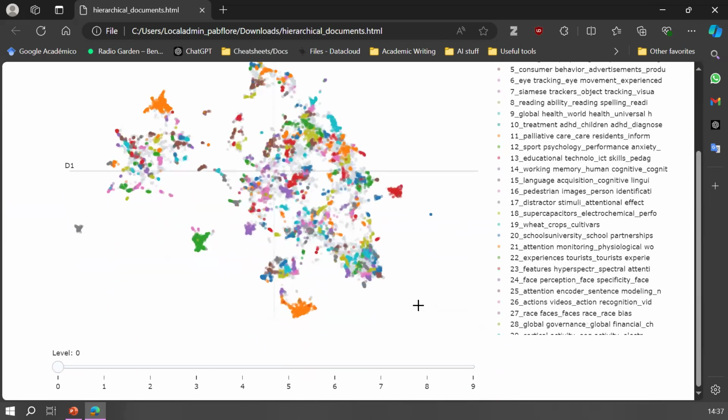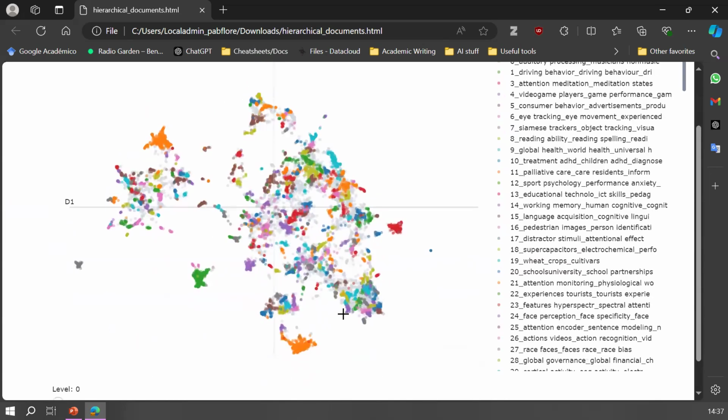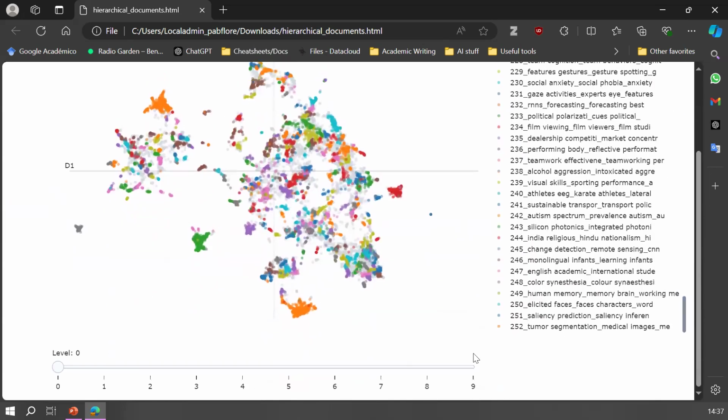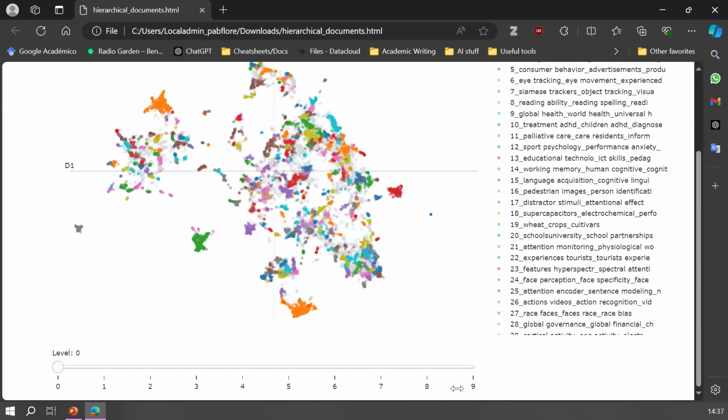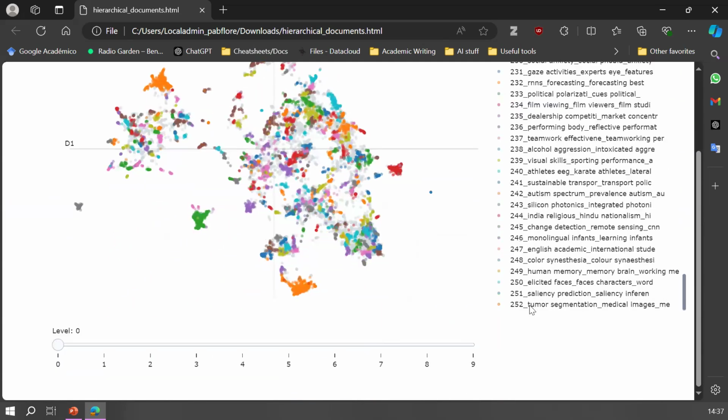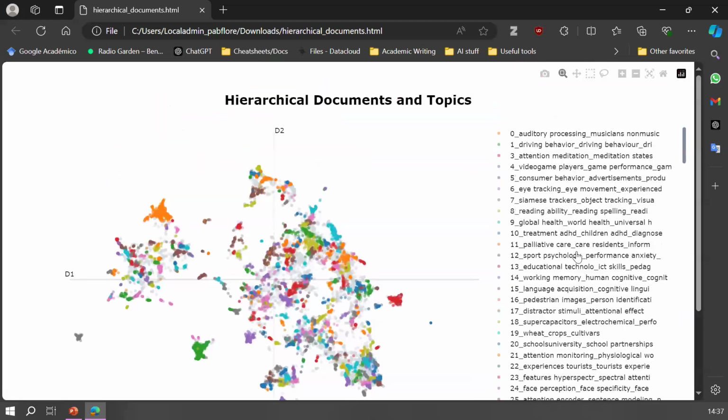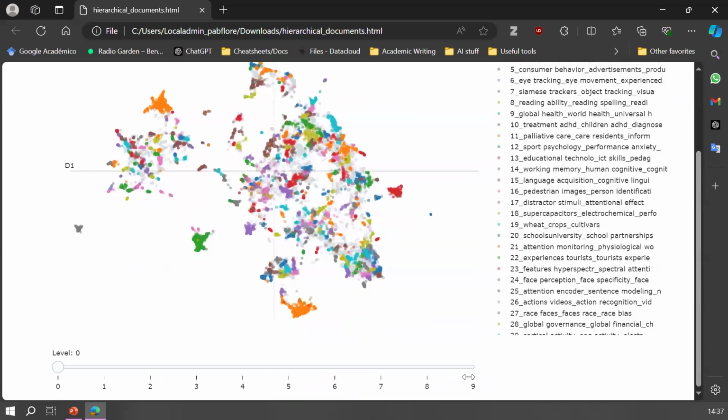Since the clustering is hierarchical, you can also find here how many topics we have. 250 topics, which is an insane number in my head. Well, I didn't count them, did I? Oh my God, I failed.